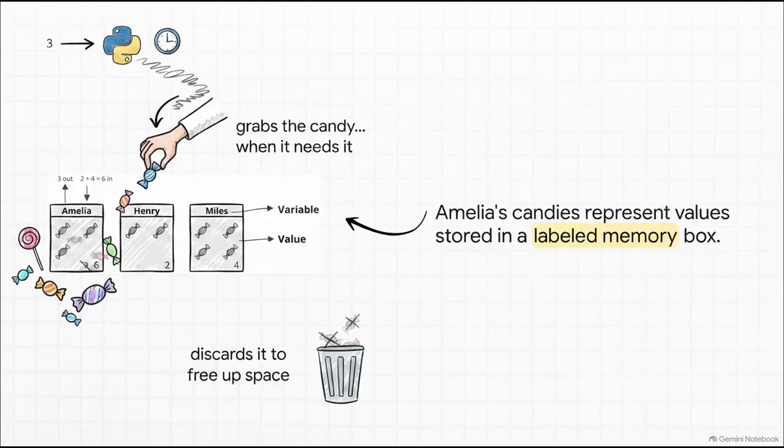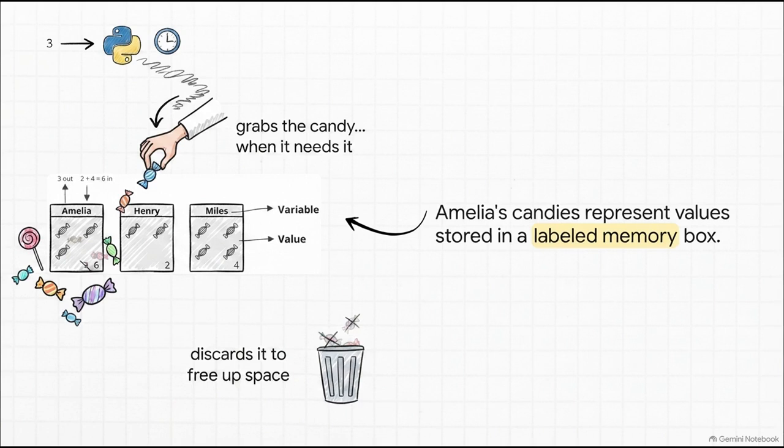To really ground this abstract idea of memory allocation, I want you to picture a physical box. That box, that's your computer's memory space. The label written on the outside, let's say it says Amelia, that is your variable. And the 6 candies sitting inside the box represent your actual value.